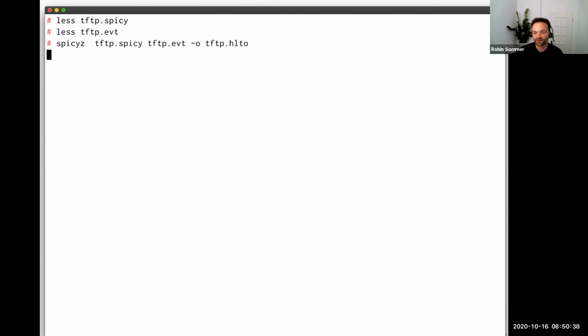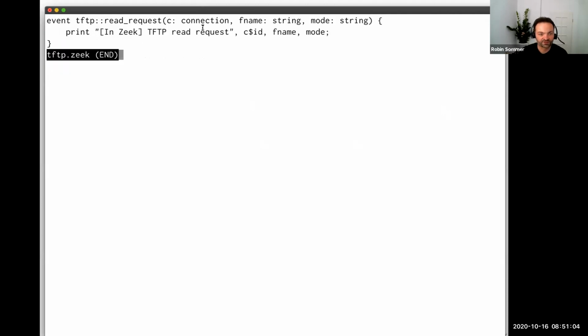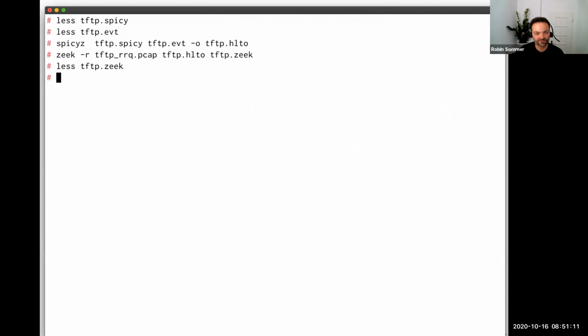Takes a little bit, but once that is done, hopefully soon. There we go. Once that is done, I can start Zeek. Now I'm feeding Zeek the full PCAP that I've been looking at the whole time, and I'm feeding it the HLTO file that we just compiled. I wasn't showing this yet: I have a tiny little Zeek script that handles this event, just to show that on the Zeek side, in script land, it actually arrives. So we should be seeing this print statement here.